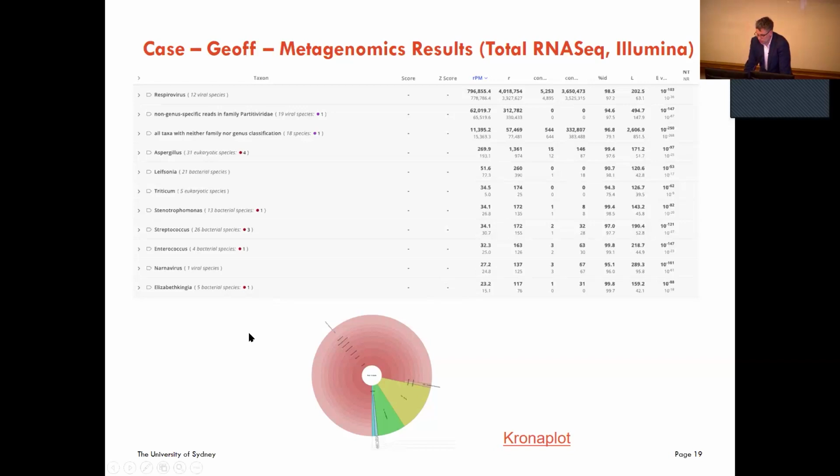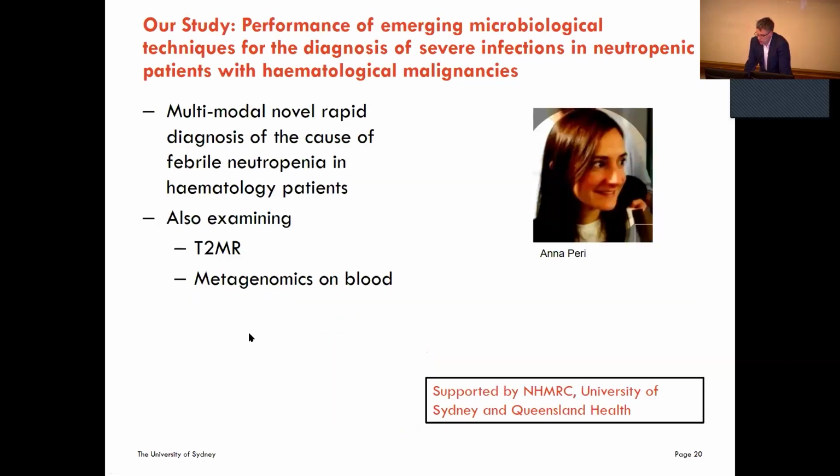I won't show the corona plots for the sake of time. As Neely mentioned, we've got the T2MR study at Royal Brisbane, but we've now expanded that to include metagenomics. And we're going to do a multimodal novel rapid diagnosis of the cause of febrile neutropenia in haematology patients.